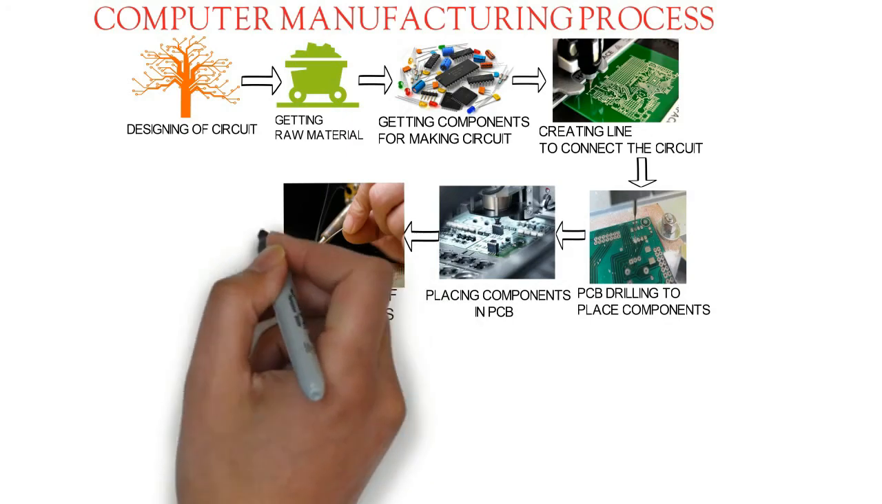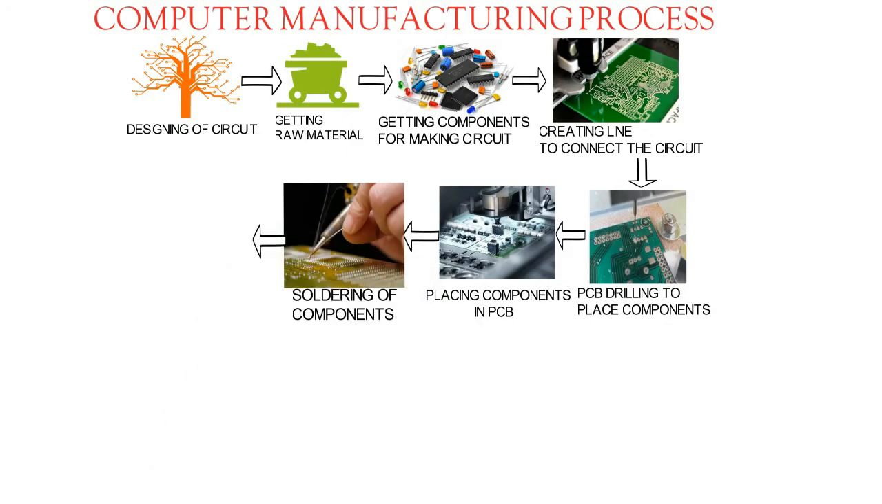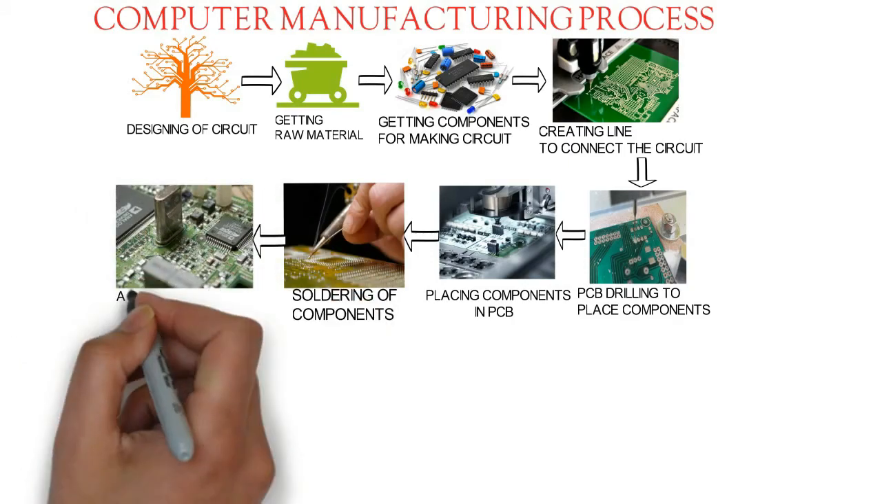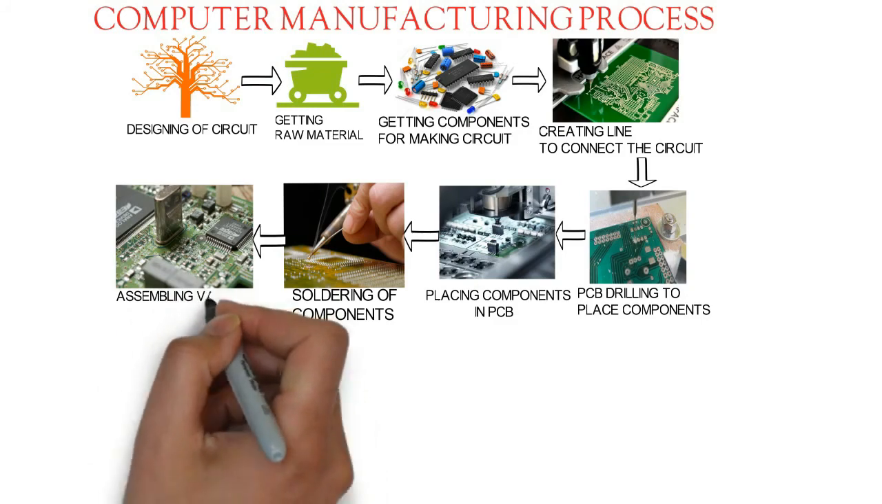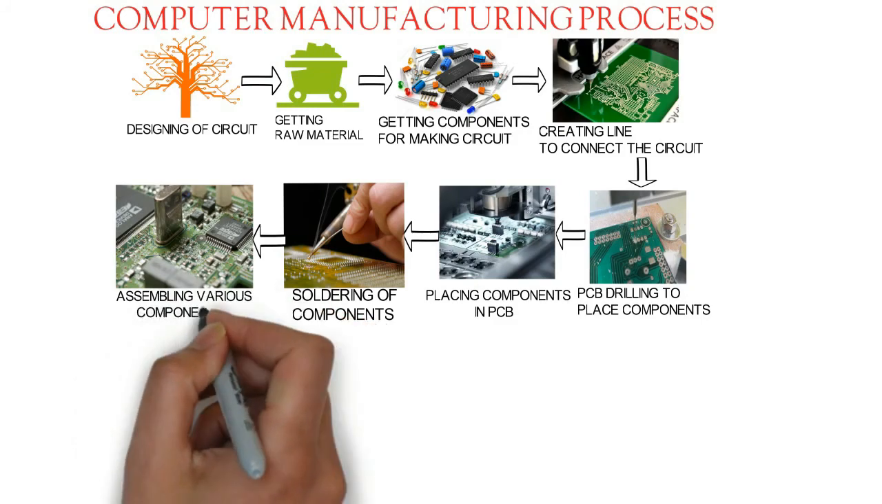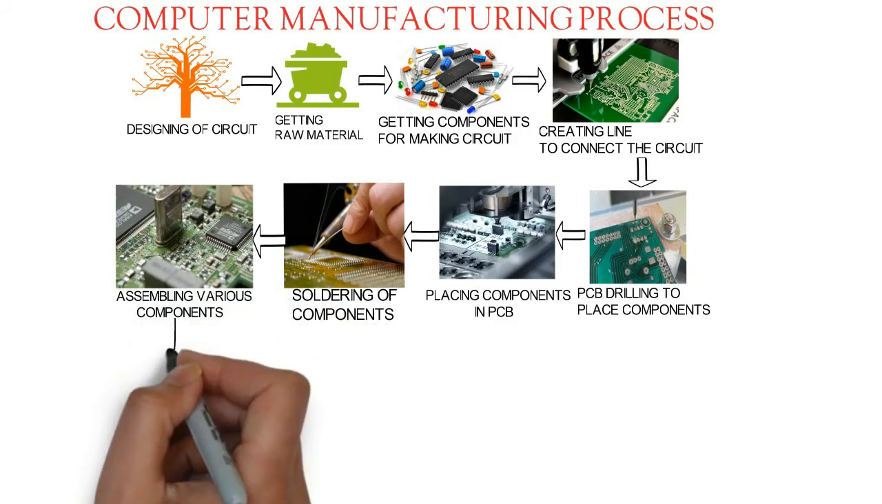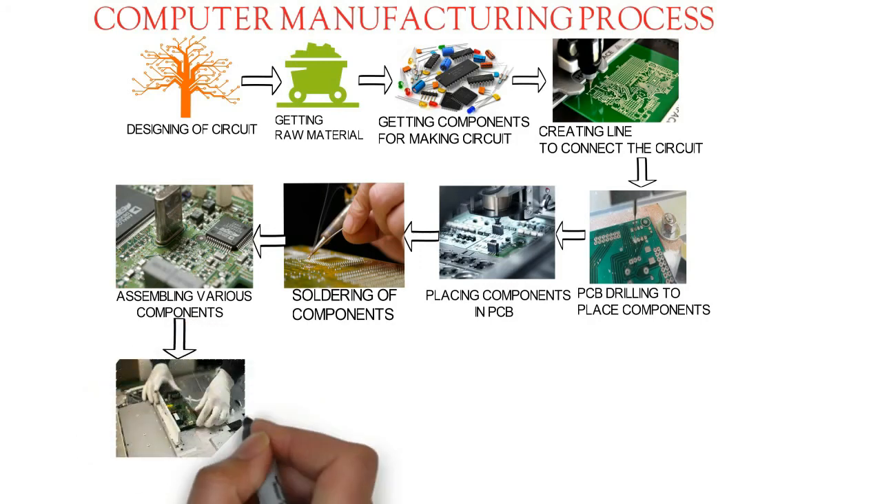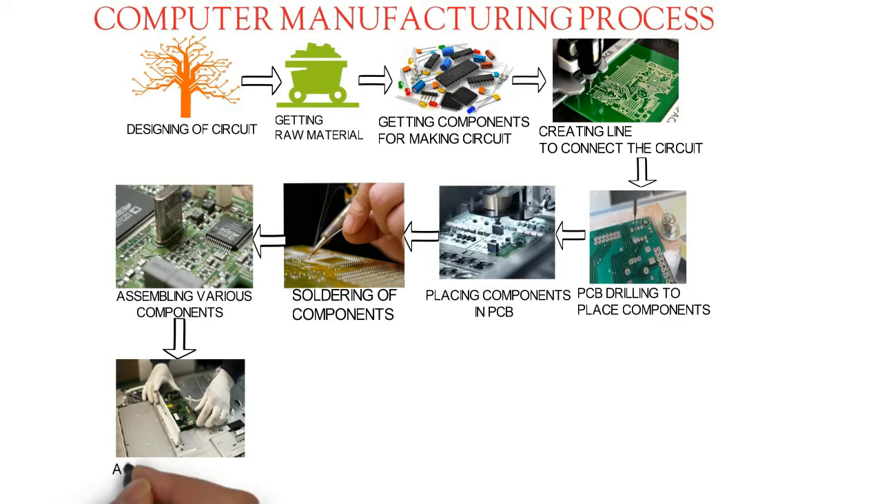needles. The eighth process is assembling various components. After all the above processes are completed, assembling various components to complete the circuit. The ninth process is assembling various parts. After completing the circuit process, assembling into the cabinet, then it is ready for the next process.